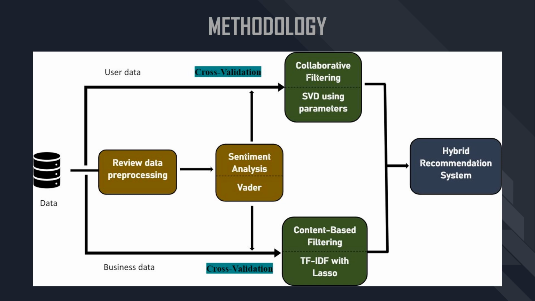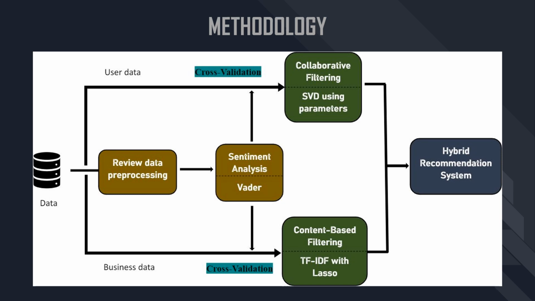To achieve this, we combine three powerful approaches: collaborative filtering using SVD with parameter tuning, content-based filtering using lasso regression with TF-IDF, and sentiment analysis using VADER. By using collaborative filtering with SVD and parameter tuning, we tapped into user data to understand their preferences and item characteristics. Through content-based filtering with lasso regression and TF-IDF, we leveraged business data to enhance our recommendation.